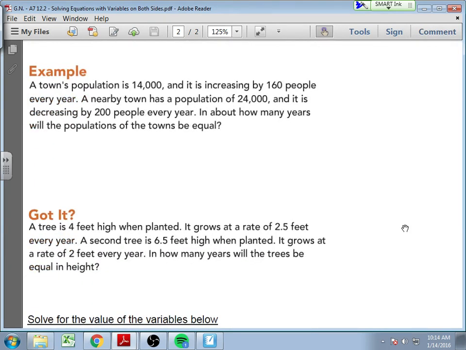Try this on your own. A town's population is 14,000, increasing by 160 people every year. A nearby town, 24,000, decreasing by 200 people every year. How many years will it take for the populations to equal each other?